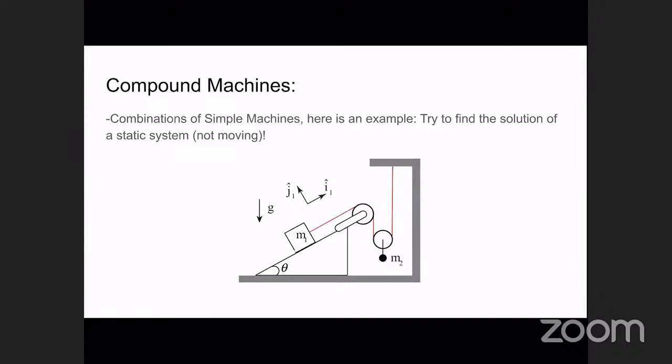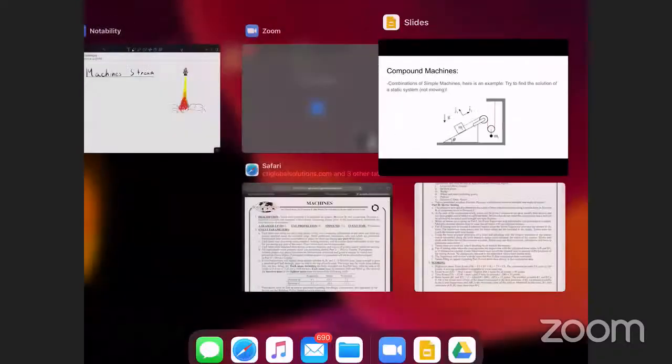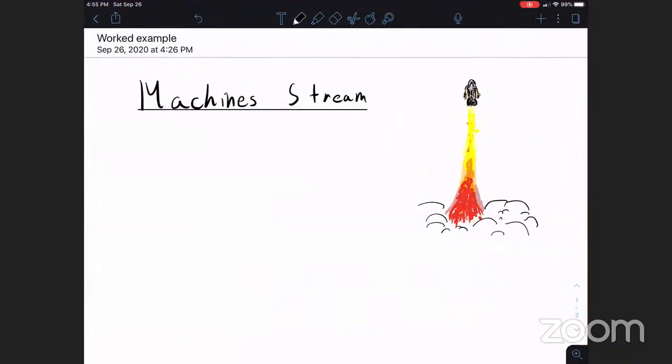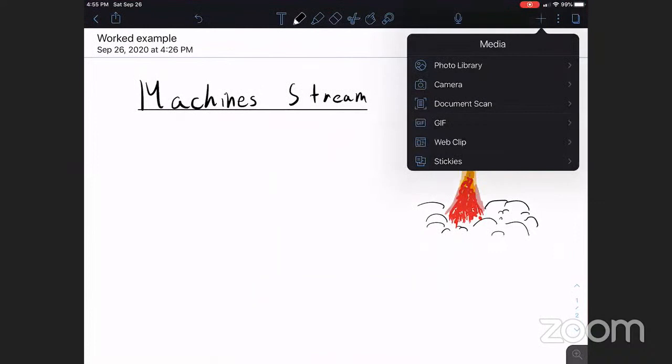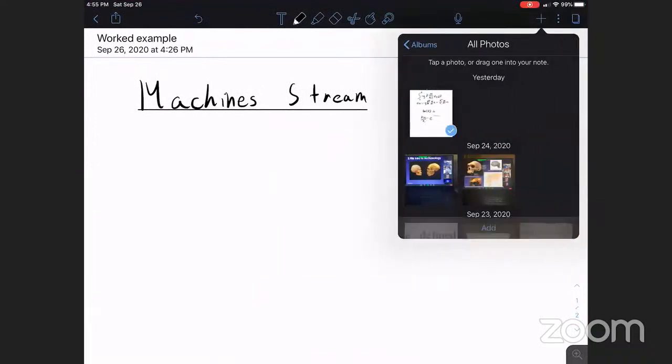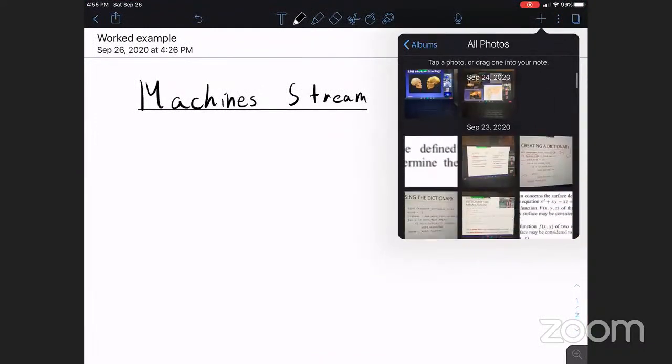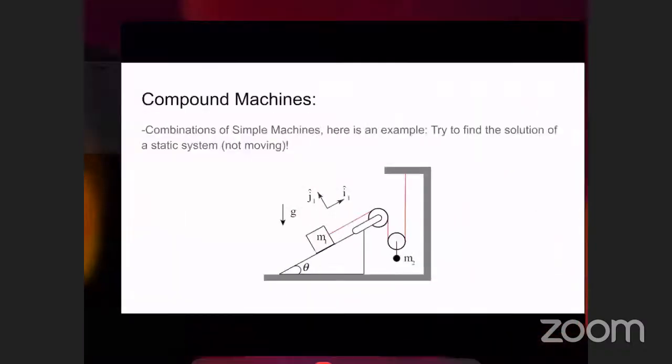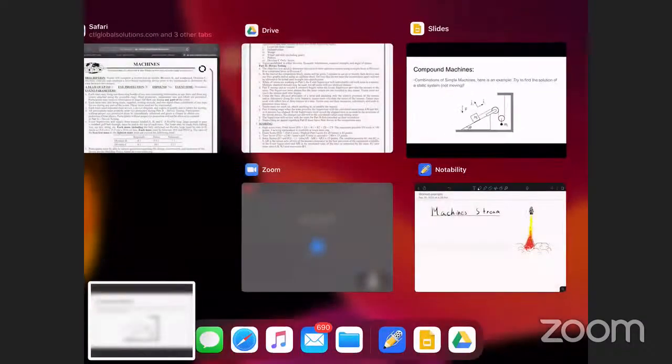We need to make sure to capitalize on the difference between a static and a non-static system, because compound machines and simple machines will only deal with static examples. We're going to talk about what that means. I think I already took a screenshot of that. We're going to move it over into here, which is a worked example that I have. Hopefully it's pulled up. Oh, that's weird. I got a picture of it. Guess not. There we are.